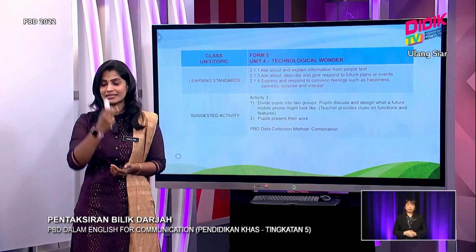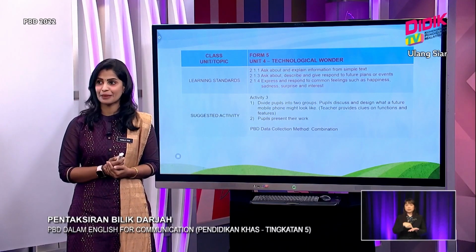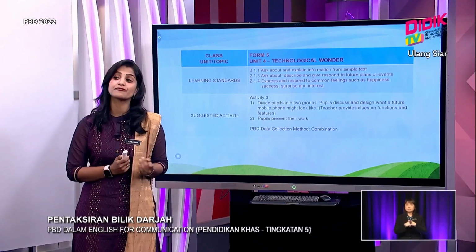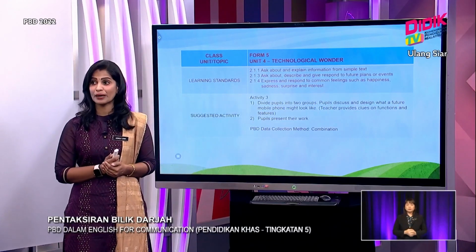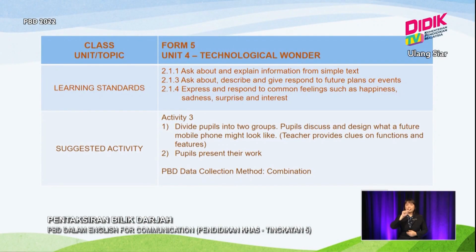Okay, this is my third activity, same class, same unit. For the learning standards, we have 3 learning standards here. 2.1.1, ask about and explain information from simple text. 2.1.3, you ask about, describe and give response to future plans or events. 2.1.4, you express and respond to common feelings such as happiness, sadness, surprise and interest. We are still using the same learning standards, but for the activity, we will divide pupils into 2 groups, and pupils discuss and design what a future mobile phone might look like.